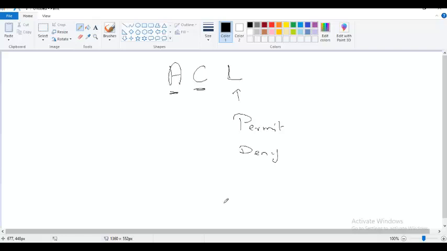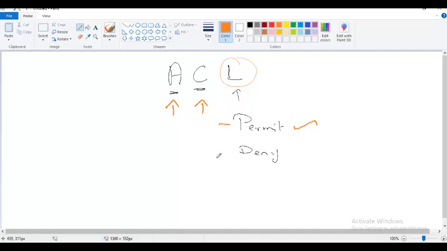before allowing traffic, before allowing packets to go to the destination. Routers will refer to this list, and if the list says permit, only then the packet will be permitted. You see, it is controlling the flow of traffic, controlling the access to the networks, devices. That is why we call it an access control list.